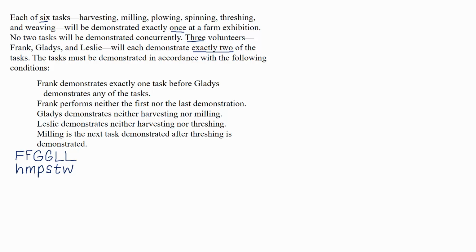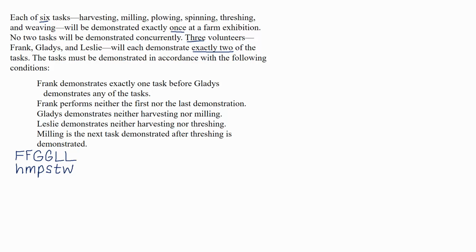Now, what are we doing with these people and tasks? We're trying to determine which 2 tasks each person demonstrates, and we're also trying to figure out which order they demonstrate them in. If the ordering part wasn't obvious to you, we do have one clue when they tell us that no 2 tasks will be demonstrated concurrently, and we have some more clues if we peek at the rules.